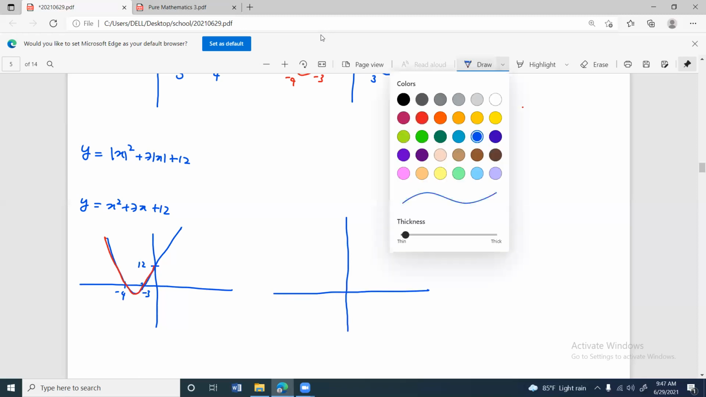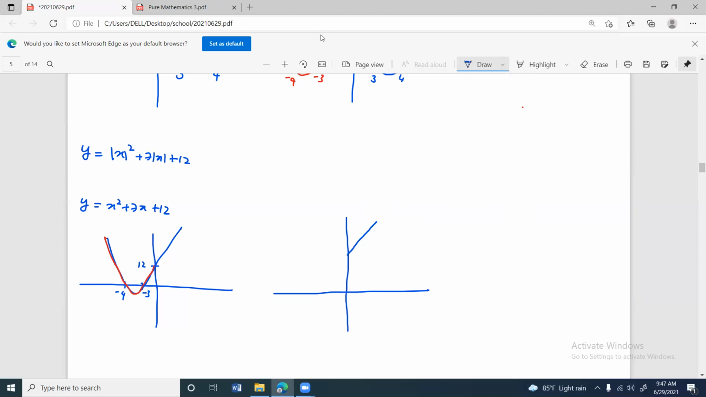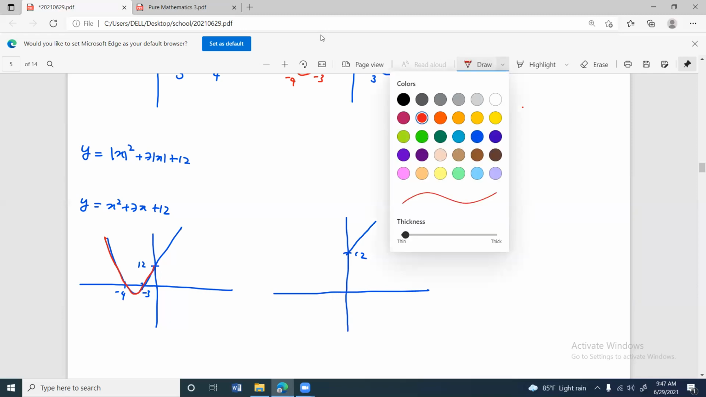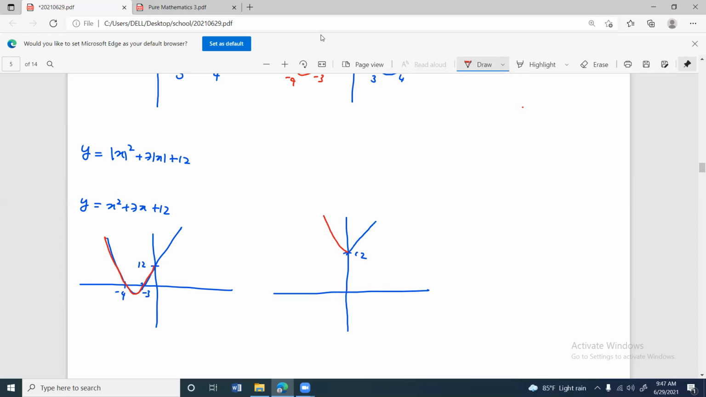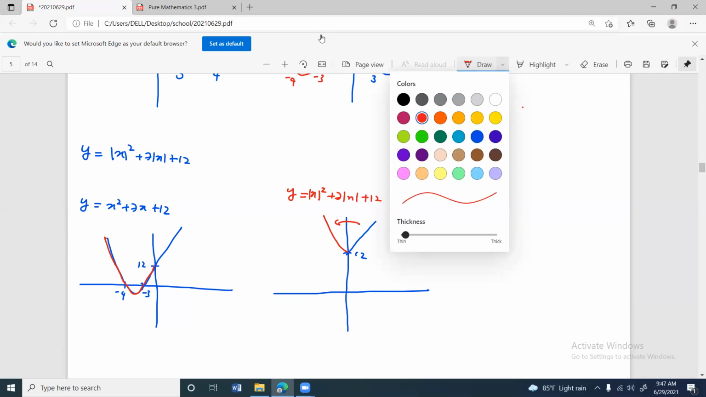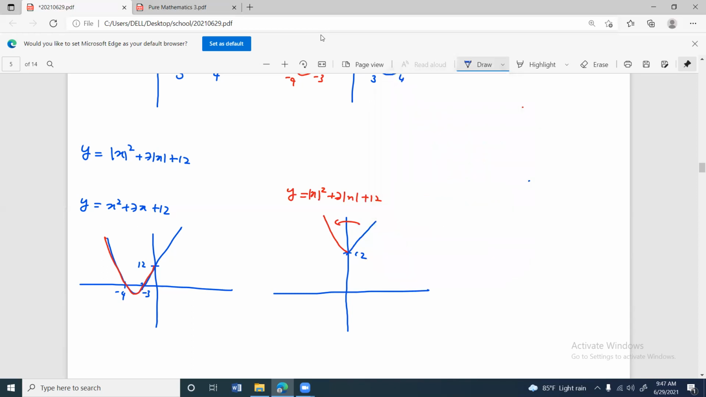And we just draw like this up to 12. Then for the negative side, it goes like this. That's all. So whatever the complexity is, it doesn't matter. You have to ignore that. You have to erase that and draw the reflection of the positive side to the negative side only. That is the entire process of drawing with the modulus. I just drew the graph of modulus of x squared plus 7 modulus of x plus 12. That's a way of getting this type of graph.